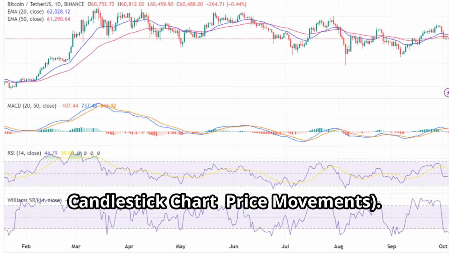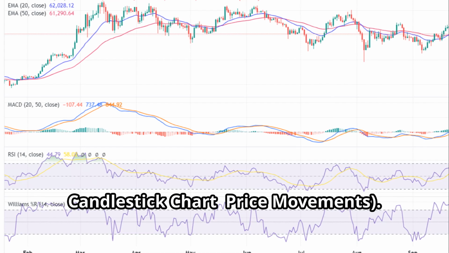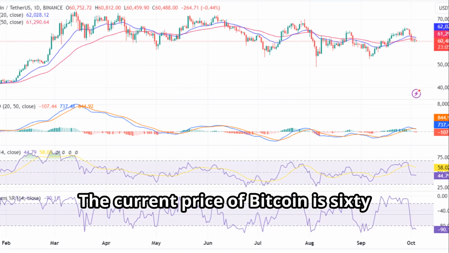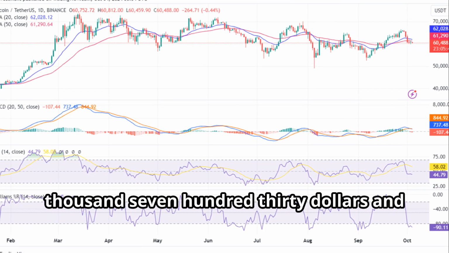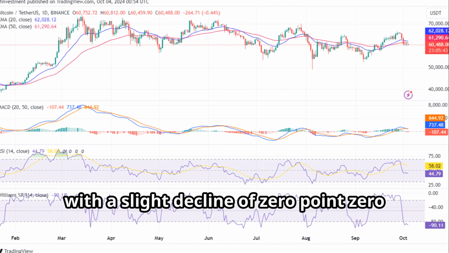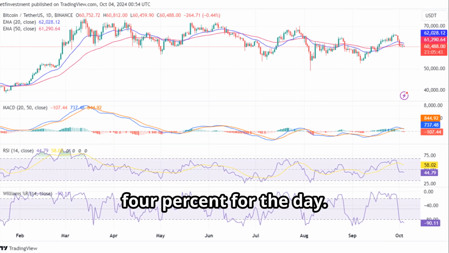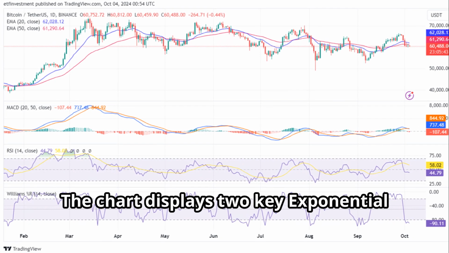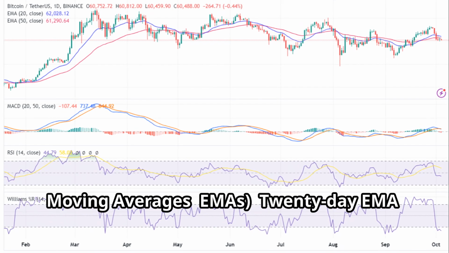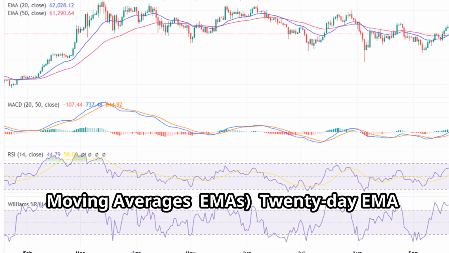1. Candlestick chart, price movements. The current price of Bitcoin is $60,730.01, with a slight decline of 0.04% for the day. The chart displays two key exponential moving averages, EMAs.